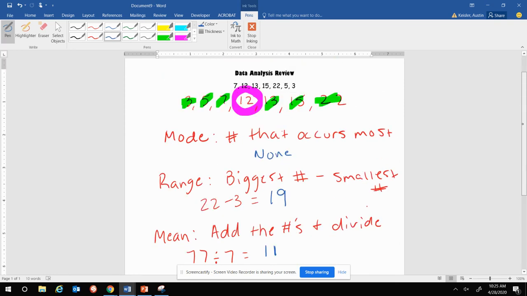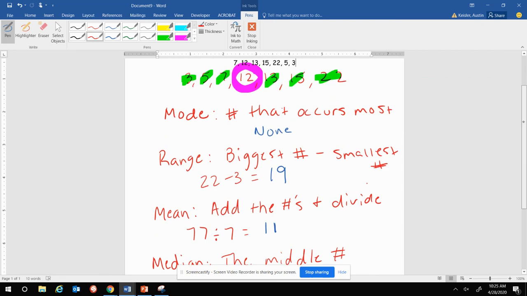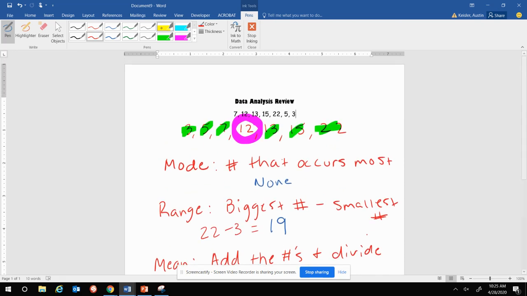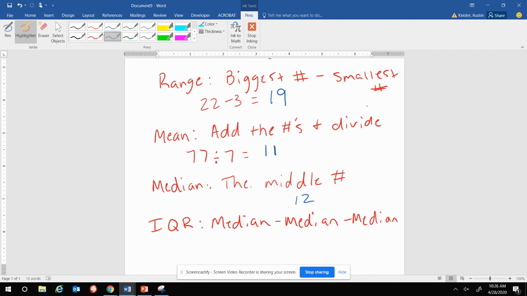And then last but not least is IQR. And remember, the best way that I've been explaining that is median, median, median. We're finding the middle 3 times, and then we're going to subtract those outside 2 medians. So I've got 12. I've already found my middle number. So now I'm going to look for the middle of both halves. So if I look on this side, the middle number over here is 5, and the middle number over here is 15. So to find the interquartile range, I'm going to do 15 minus 5, which equals 10.